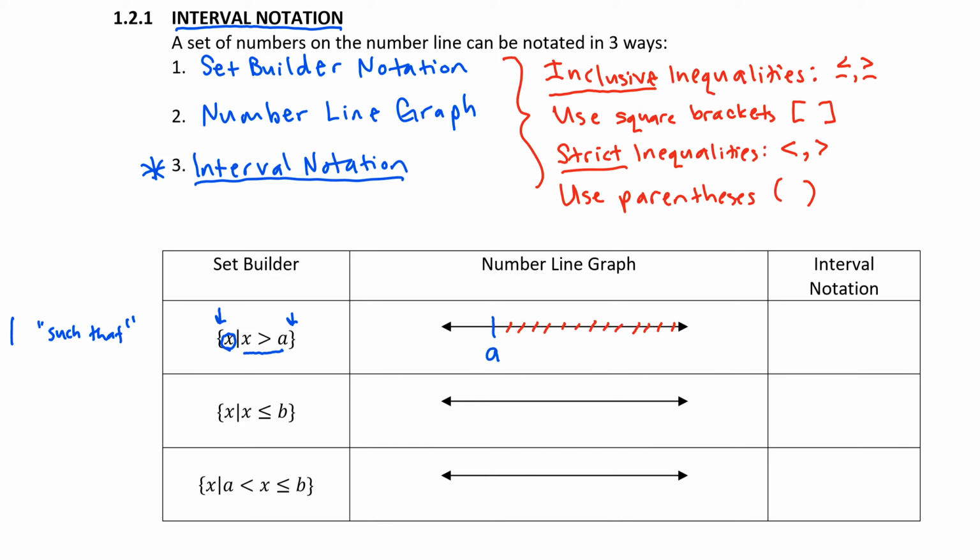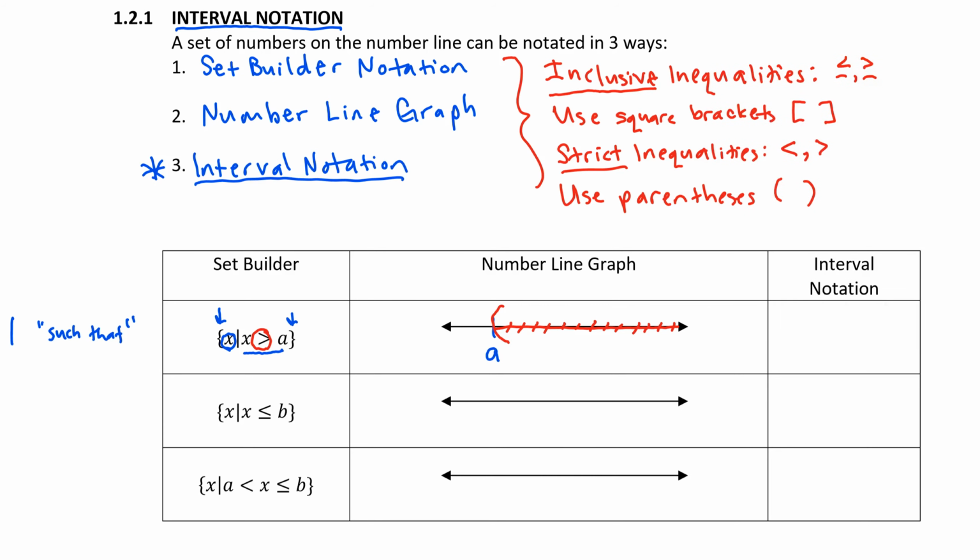Now, as we said above, when we have a strict inequality, like greater than in this problem, we're going to use parentheses. So I'm going to indicate the endpoint of this interval using an open parenthesis. Now, every value in that shaded region, again, represents a solution to that inequality except a. So this graph shows that we're acknowledging all the numbers to the right of a, but not including a. To express this in interval notation, I'm just going to read that graph left to right.